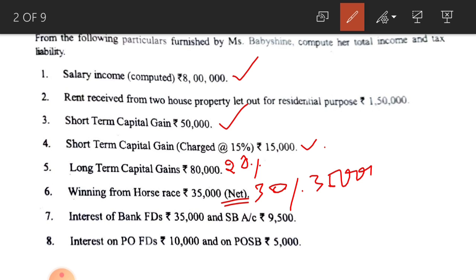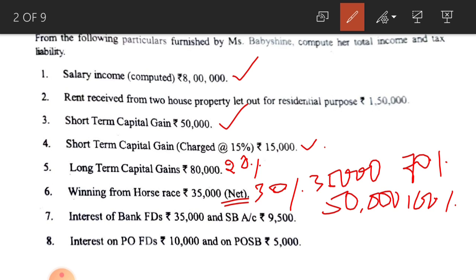Here 35,000 is 70% of the value, then what is 100%, that you have to calculate. That amounts to rupees 50,000. Please calculate once this amount. So for a tax purpose you have to write income from winning from horse race rupees 50,000. You know this calculation also. I am not going to explain this in detail.